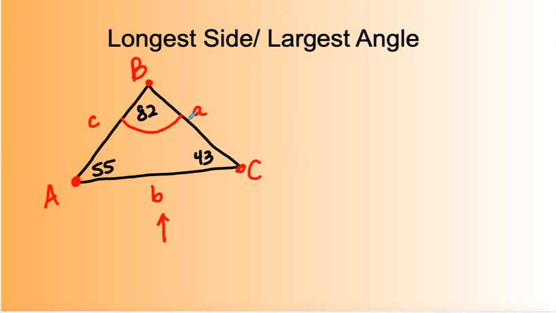And in the same regard, I know then the smallest angle is C, 43 degrees. So I know that C is going to be the shortest side of the triangle. Shortest and longest. Okay, that's going to be important as we extend our understanding of triangles.